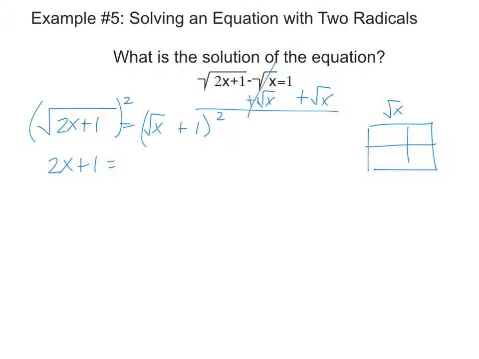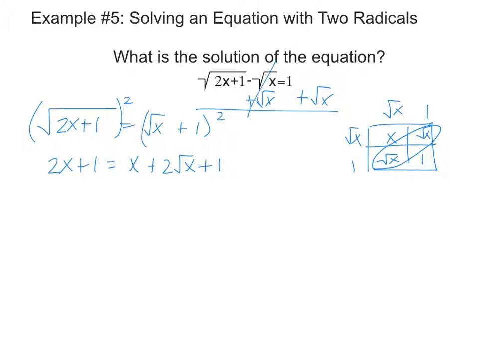This is square root of x and then 1, square root of x and then 1. Square root of x times square root of x is x. This would be square root of x. This one would be square root of x. And this is 1. When you combine these on the diagonal, that would be 2 square root of x. Our answer is x plus 2 square root of x plus 1.